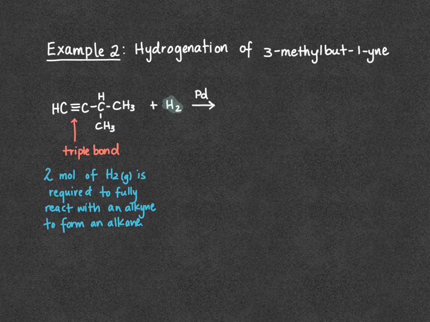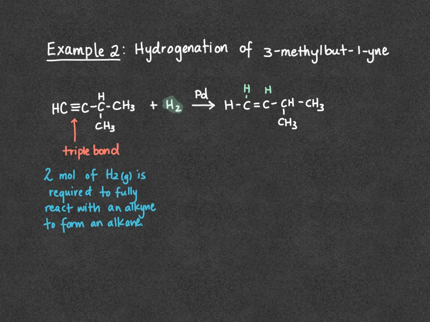So when 1 mole of hydrogen is reacted, and we'll highlight these hydrogens in green, we end up with our original compound. Now we have a double bond with the carbon and 2 new hydrogens from the hydrogen we added. If we add a second mole of hydrogen gas, and we'll highlight this hydrogen gas in yellow, we'll end up with an alkane.